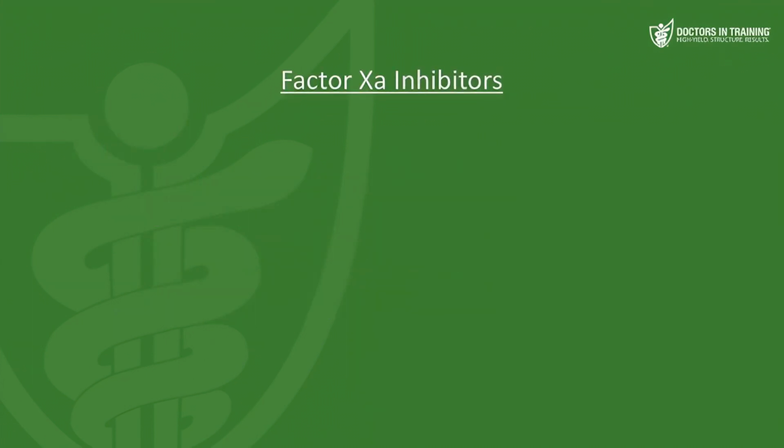The following are 10A inhibitors. They have two groups: an oral group and a sub-Q group. The oral group consists of rivaroxaban, apixaban, and edoxaban. They all have "xa" in the name, so it's easy to remember that they are 10A inhibitors. The sub-Q group, represented by fondaparinux, is given via sub-Q injections.